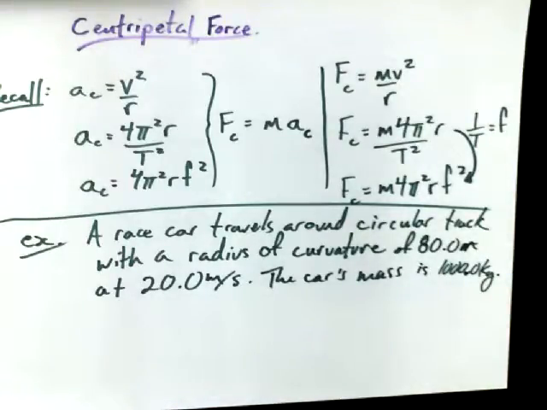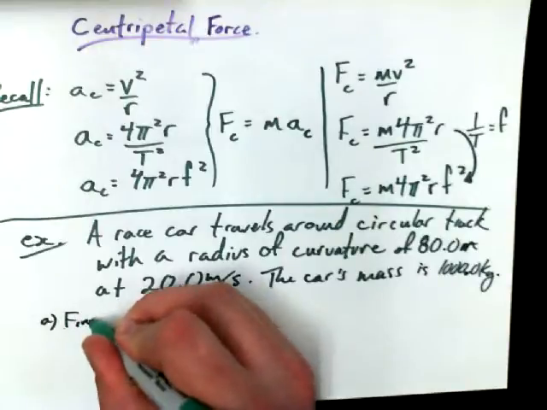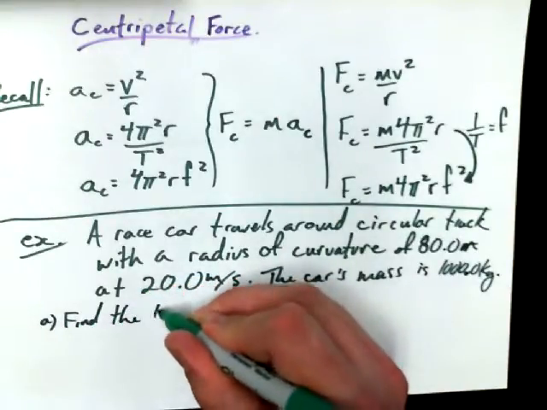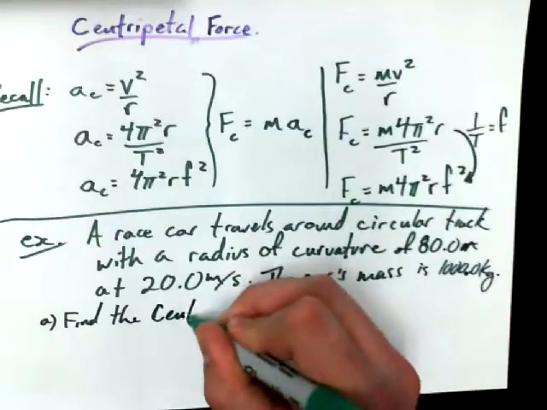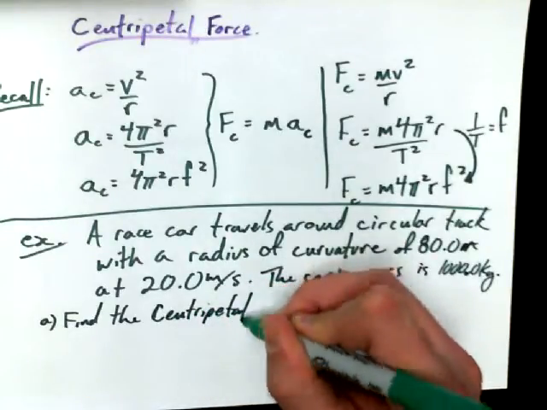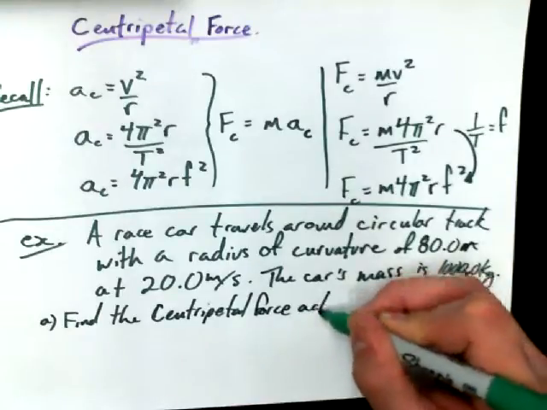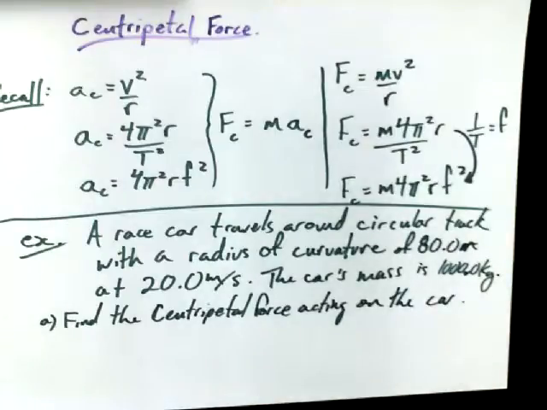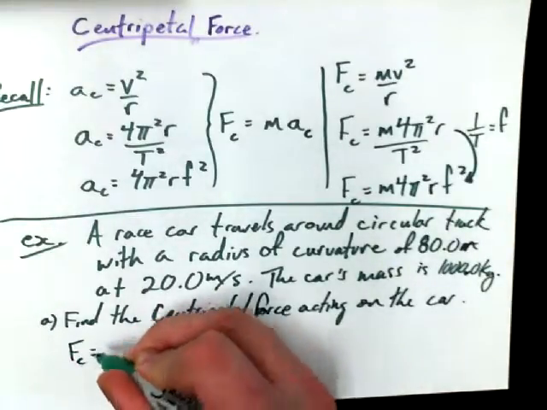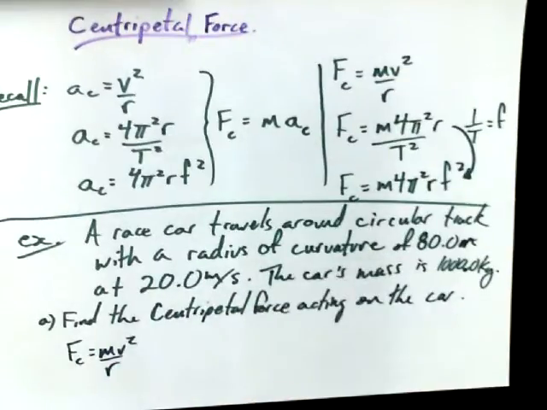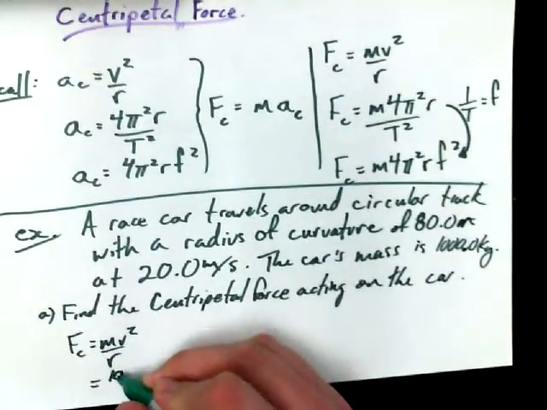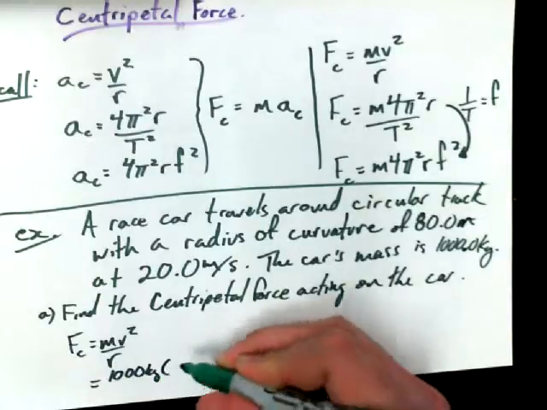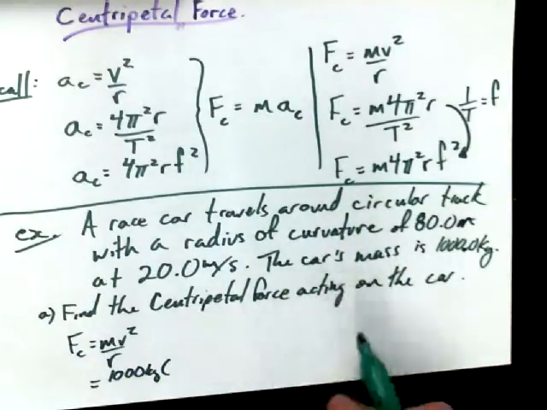And so somebody might say, I'd like to find out the centripetal force acting on the car. And if we were just doing this as a straight question, there's no extra fanciness here. We could just say, all right, so Fc is equal to mv squared over r. I can sub in my values, and I get 1,000 kilograms times the speed we said was 20 meters per second.